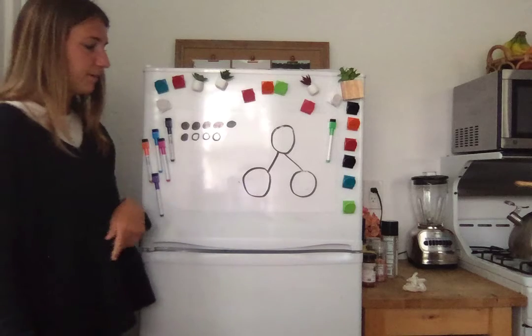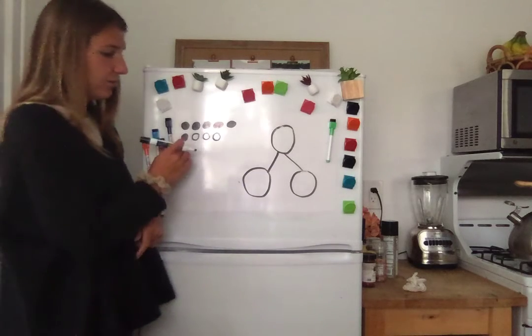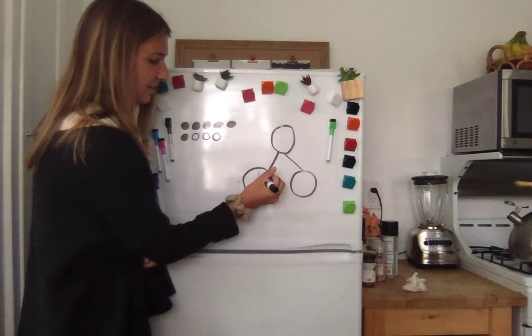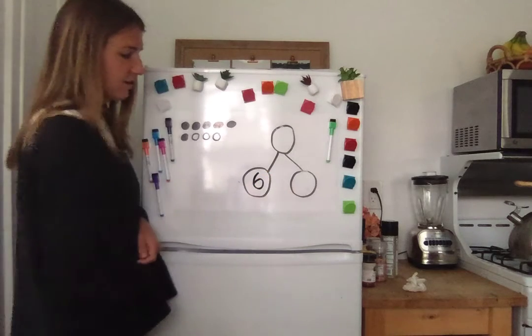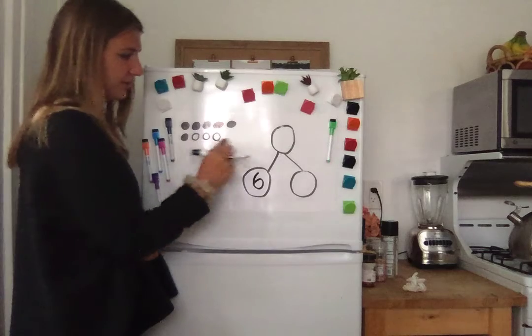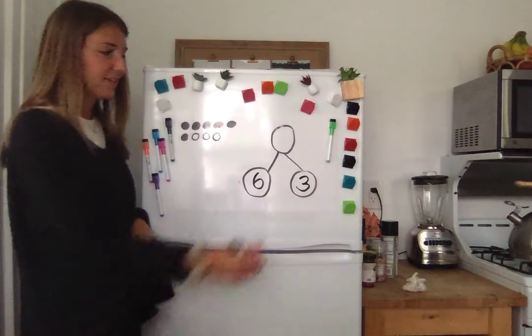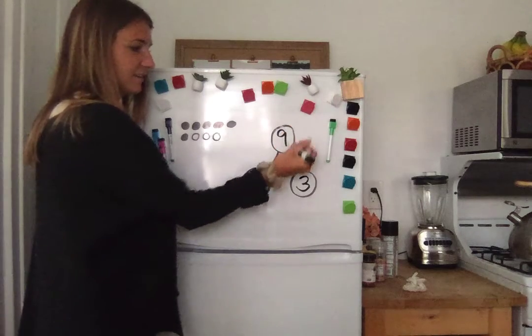Let's fill in this number bond. So I know that Mila started with 6 beads. And I know Leo gave her 3 beads. And I know when I put those together, I get my 9.